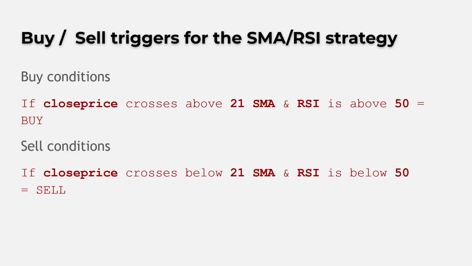We determined that every time the close price crossed above the 21 SMA and the RSI was closing above 50, then we should have a buy signal. And every time the close price closed below the 21 SMA and RSI closed below 50, then there was a sell signal.